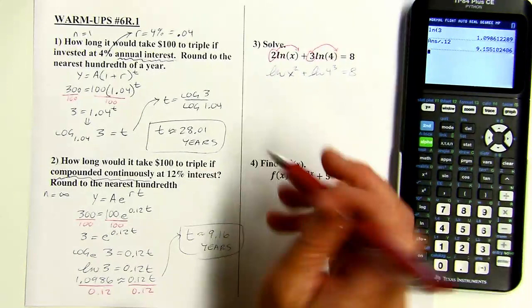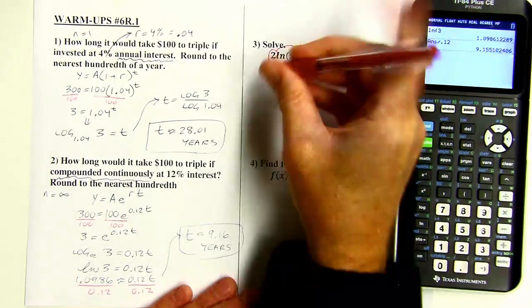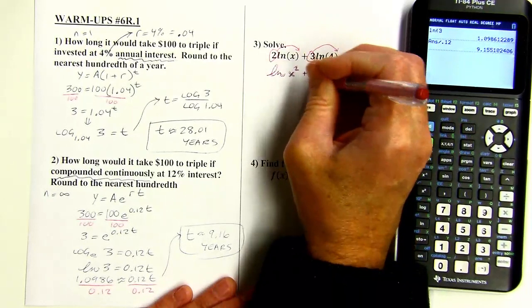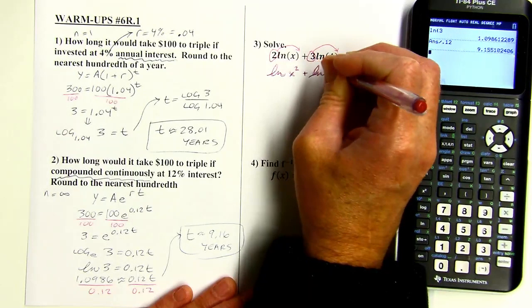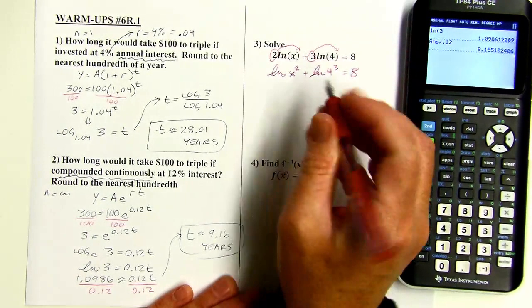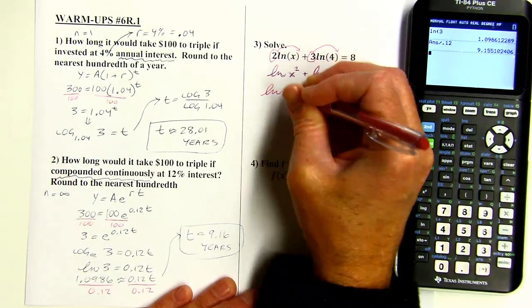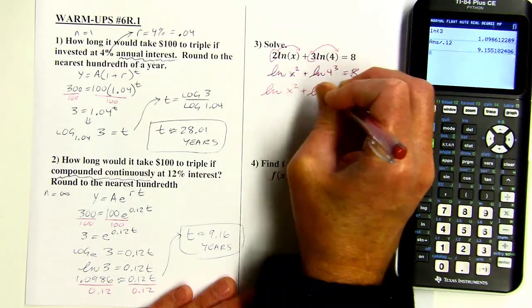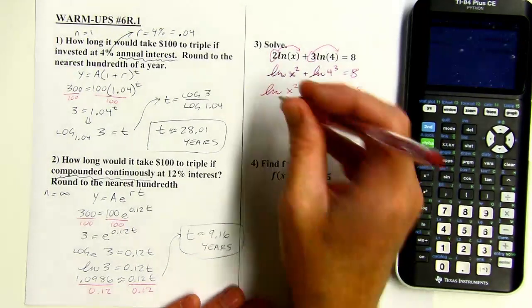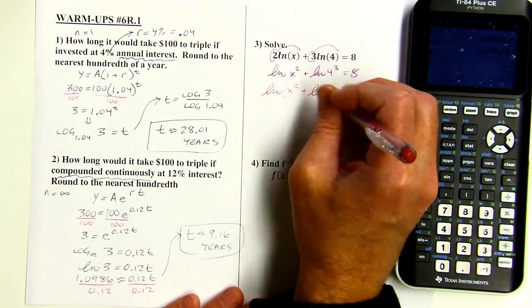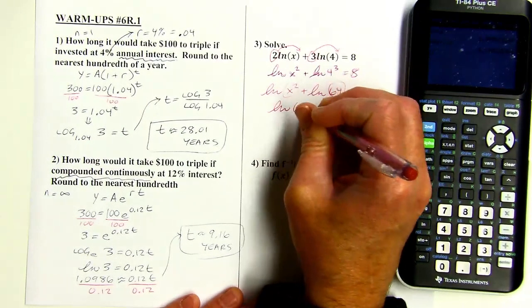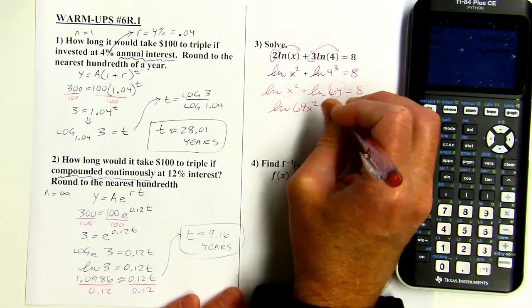My pen's dying there. I'm going to switch to my red pen. Okay, so now I can combine these because they have the same base and they don't have coefficients. So 4 to the third is going to be 64. Let me just do that first. Okay, so now when you're adding two logs with the same base, you're going to multiply the arguments together. So this is going to be the natural log of 64x squared, and that's going to equal 8.